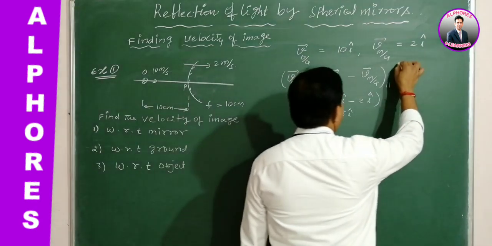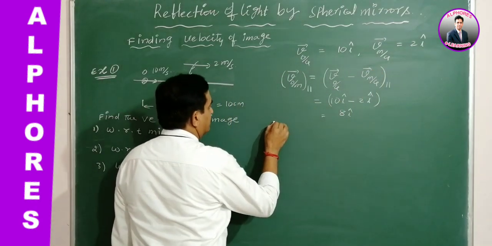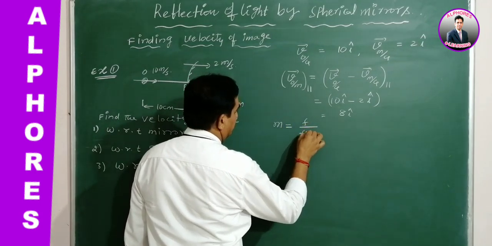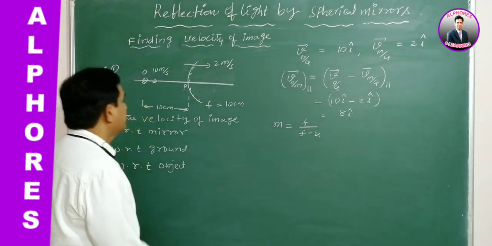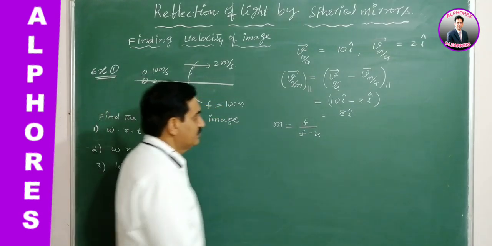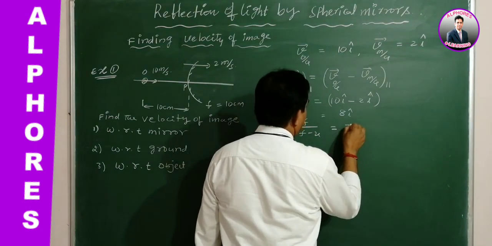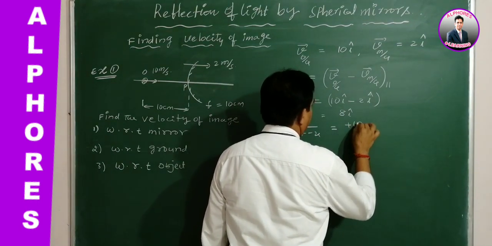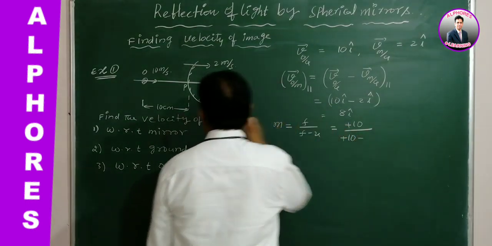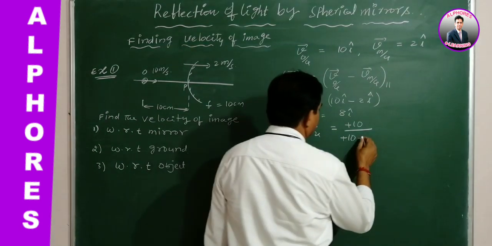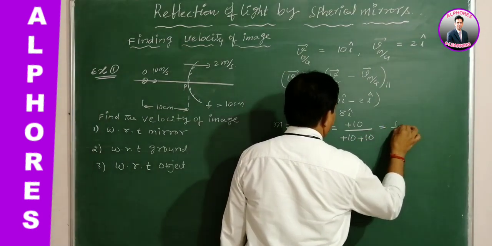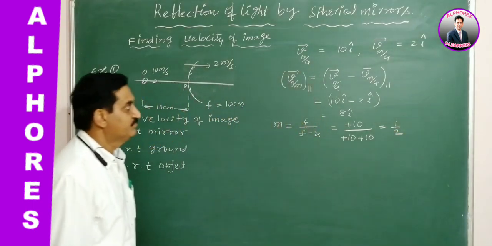And one more point is finding the magnification. Magnification equals f by f minus u. f is the given focal length, 10 centimeters, because it is a convex mirror. So by sign convention, plus 10 by plus 10 minus of minus, object distance negative, that is 10, which gives 1 by 2.